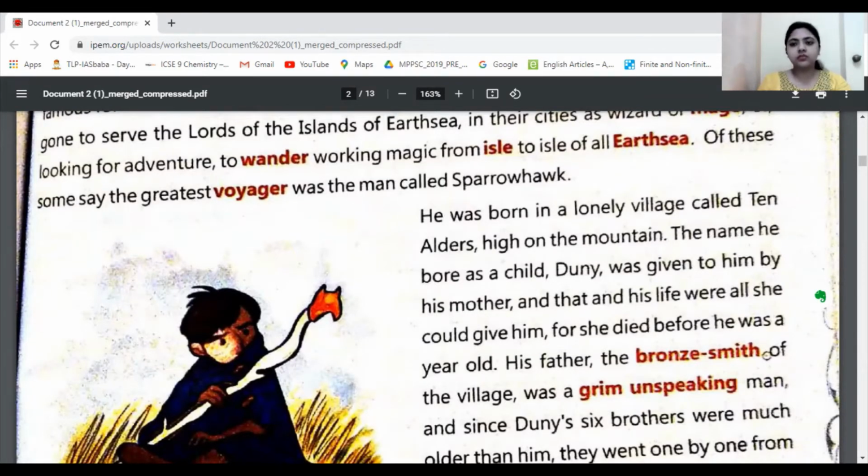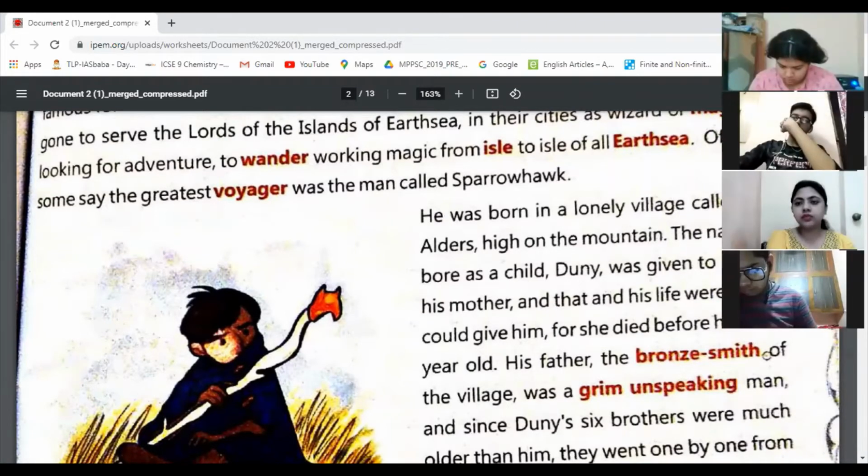So his father was a bronze smith. Bronze smith means a person who uses bronze to make different items. All right, bronze is an alloy of copper and tin. I hope you people know that. So out of that alloy, he used to make different items.